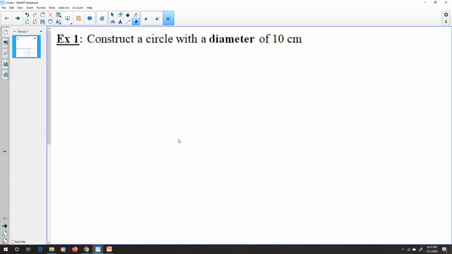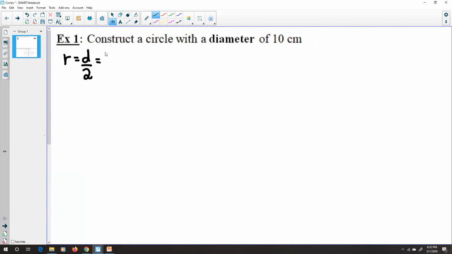I want to construct a circle that has a diameter of 10 centimeters. Before you do anything here, you're given the diameter. In order to draw a circle, I really need to calculate the radius first. I'm going to do a little calculation to do that. So how do you calculate the radius from the diameter? Well, my equation for radius, so you have r, would be equal to the diameter of the circle divided by 2.